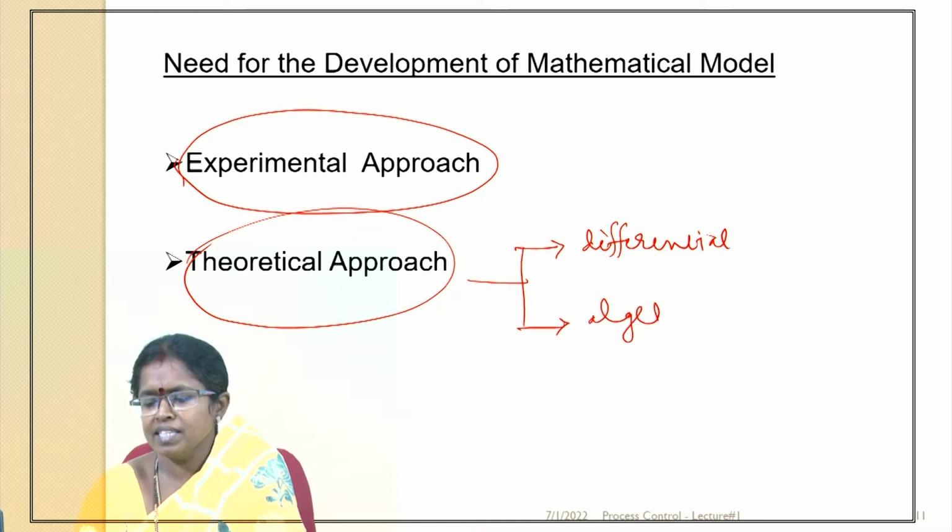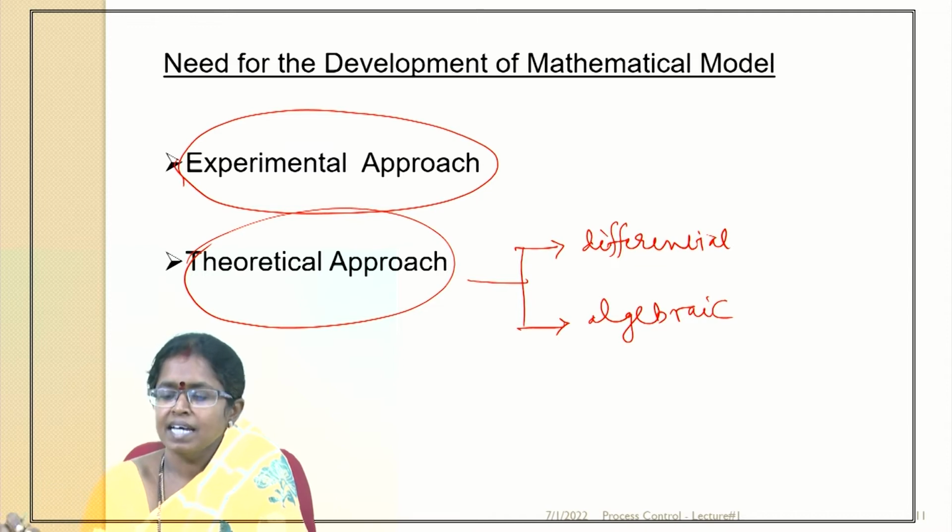By solving these equations, the solution will yield the static as well as the dynamic behavior of the chemical process, right? So this approach is called your theoretical approach. I hope now you understood the difference between the experimental approach and the theoretical approach.